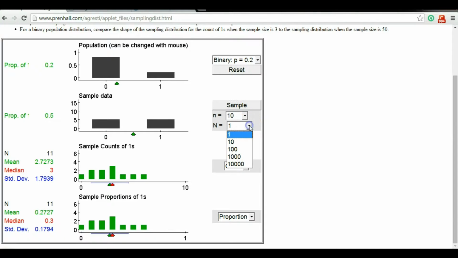Well, let's just kick it up. We're going to do 1,000 samples. Let's just do 1,000 samples all at once.